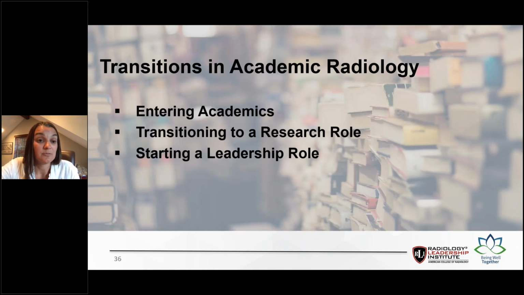Academic radiology is really full of opportunities to change your career trajectory, whether it's when you first enter academics, if you transition roles, if you switch from a more clinical role to a research role, if you start a new leadership role. And really, these transitions in academics are challenges for ourselves. When you're deciding if you're ready to make a career change, you're really asking yourself if you're up to the test, if you're up to the challenge. Next slide.